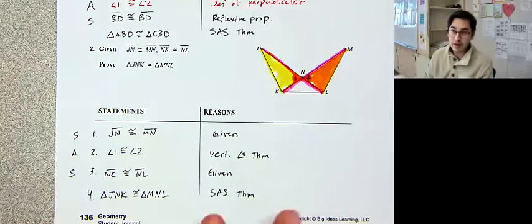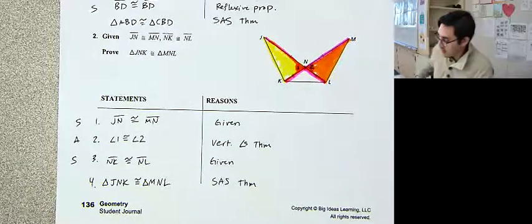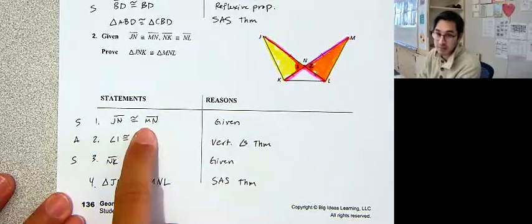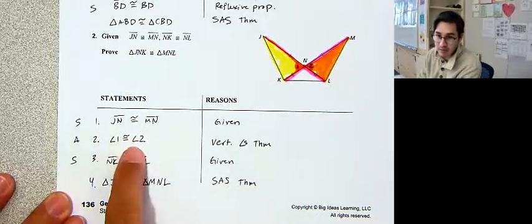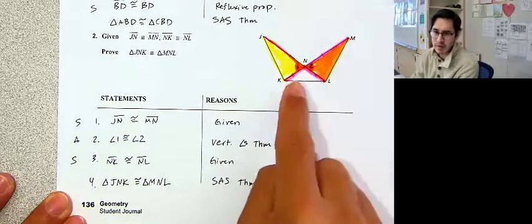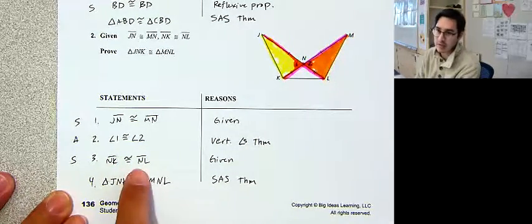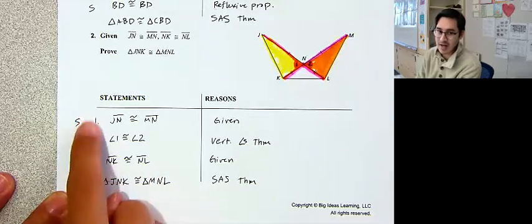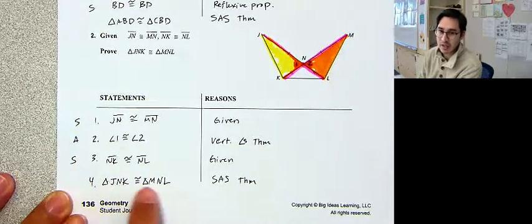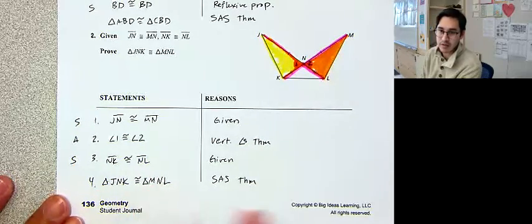And we finished the proof! That went pretty quickly. The first pair of sides, that was given. The angle, we had to argue that one ourselves, but it wasn't too bad, just vertical angles. And then the second pair of sides, that was another given. So once we have that side angle side pattern, we can claim that the triangles are congruent as well.